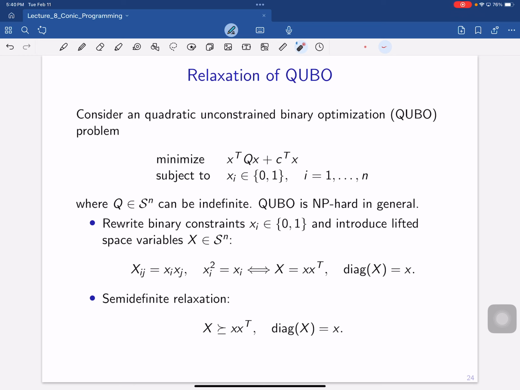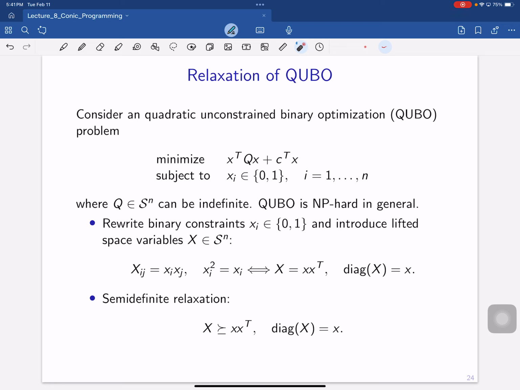Here's the trick. Let's consider the binary variables x_i equal to 0, 1, right? So now I introduce another lifted space variable, capital X. Capital X is a matrix variable, and it is a symmetric matrix, right? And then I define X_ij equals to small x_i times small x_j, right? So this equation is nonlinear, because it is a product of the original variables. You define each element of X as the product of two variables.